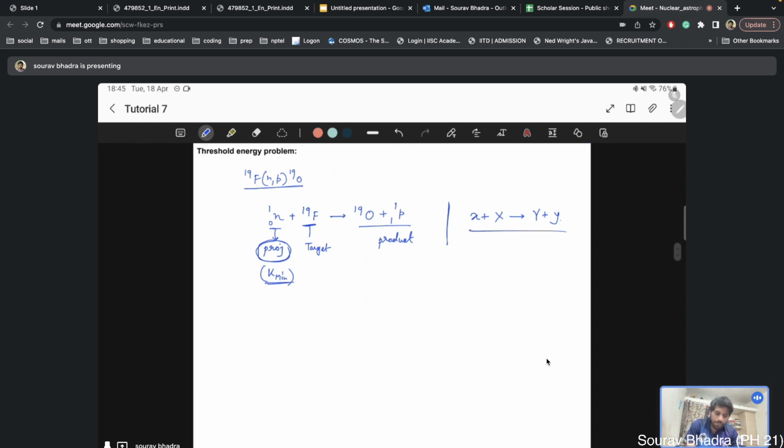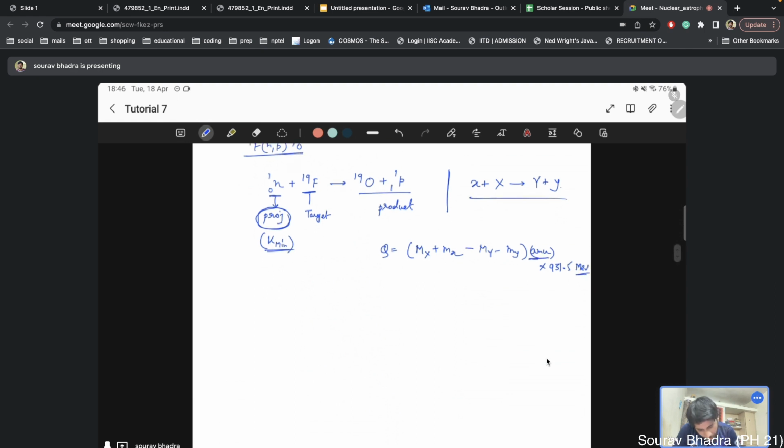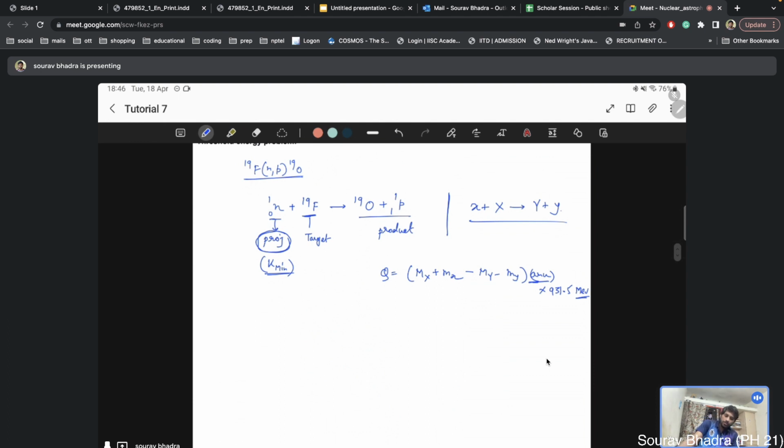If you come across this type of equation, the Q value is generally calculated by this: mass of the reactants minus mass of the products. If the mass is in AMU unit, then we have to multiply with 931.5 MeV to get the final result in MeV. And suppose the values are given.